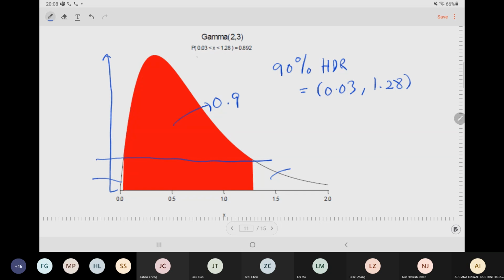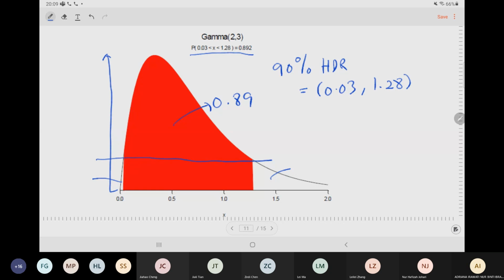So you can see over here, the probability of x between 0.03 and 1.28 is not exactly 0.9 because it's very hard to find exactly the value. So I get 0.89, which is close to 0.9. So using this value, I get 0.89, which is approximately 0.9. But you can see over here, if you draw a line here, then the white area is outside of the interval and the red one is inside the interval, then the height of what is inside the interval should be at least as high as the one outside the interval.